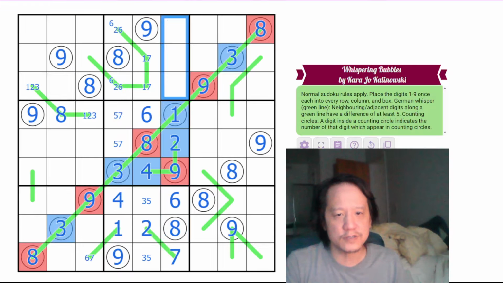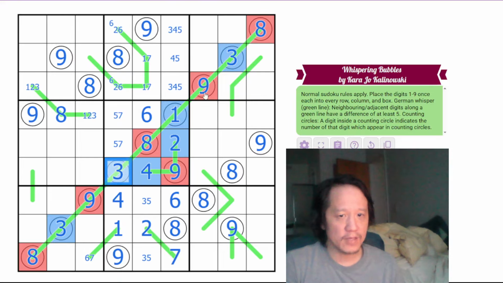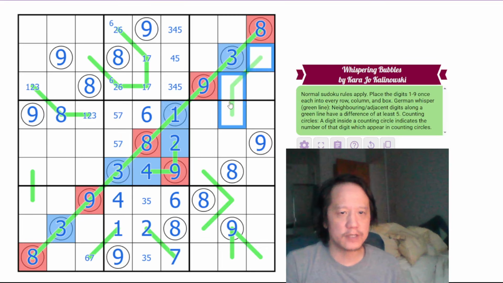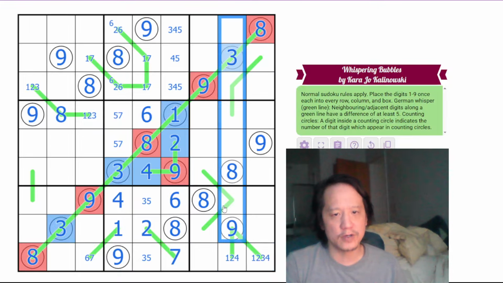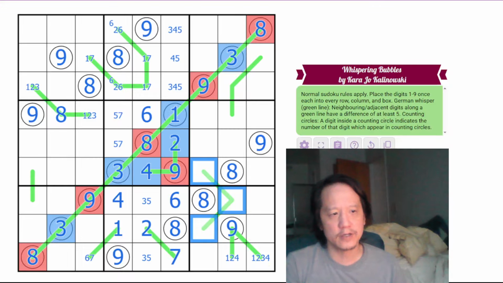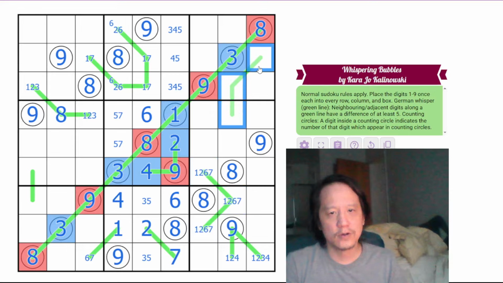That leaves this as 3, 4, 5 in column 6. This can't be 3 because of 3 in the row. And then we have these situations, which is, again, not easy to understand. So if this is 6, this has to be 1. If this is 2, this has to be a 7 here, because it can't be 8 or 9. This is 1, 2, 3, 4. This can't be 3 because of 3 in the column. Again, these can't be 8 or 9. So we have 1, 2, 6, 7 here.